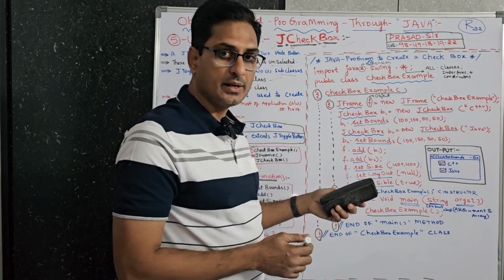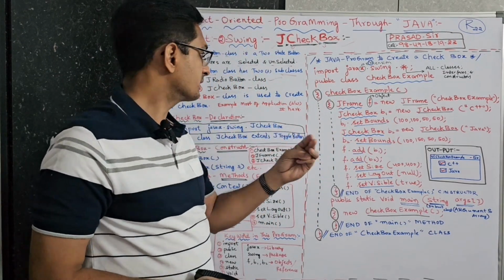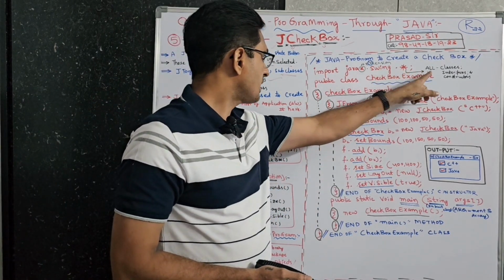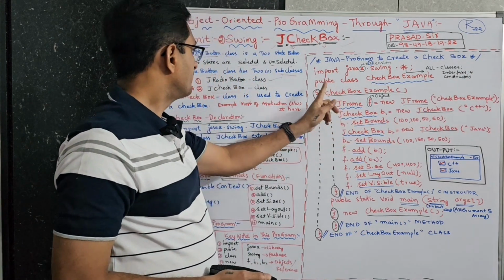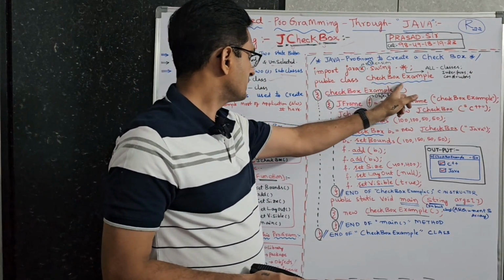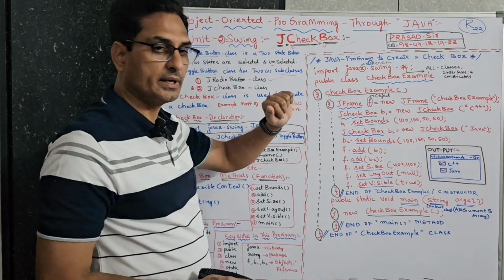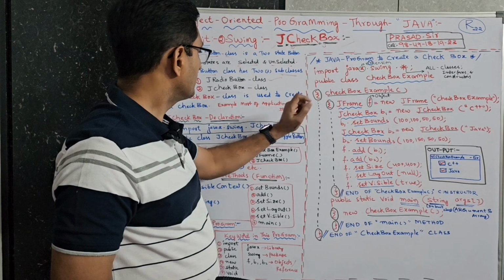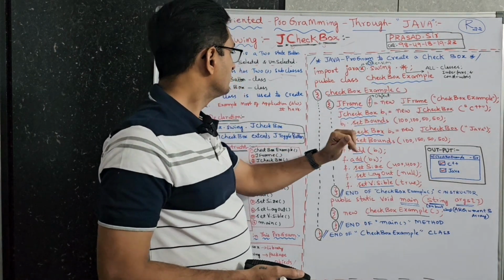Swing is a package. Package means collection of classes, interfaces and constructors. X means all classes, interfaces and constructors. Here public is an access specifier. Class CheckBox. CheckBoxExample is a user defined class. Class is a keyword here. Curly braces start here. CheckBoxExample, this is the constructor.